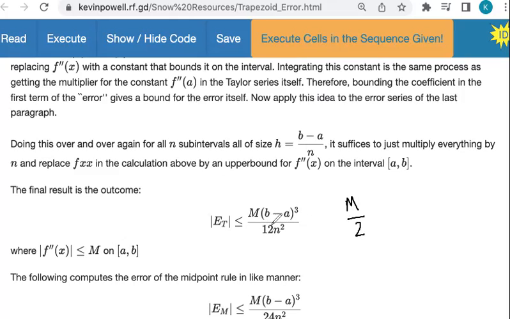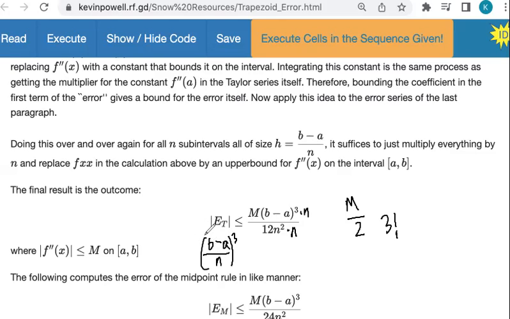Then 3 factorial times 2 is right here, so there's a 3 factorial. And if you think of this, I'm going to add in an extra n in the denominator, so I'm going to multiply top and bottom by n for a minute. The reason I'm doing that is because this is going to look like b minus a over n cubed.